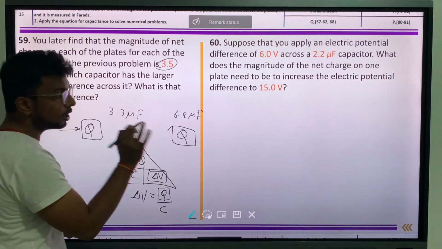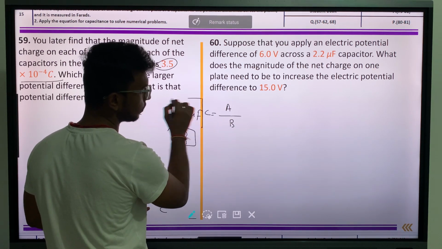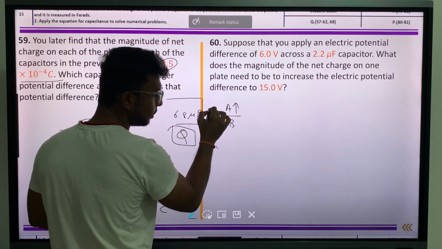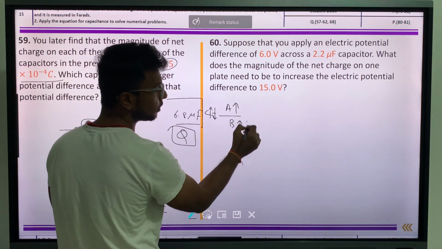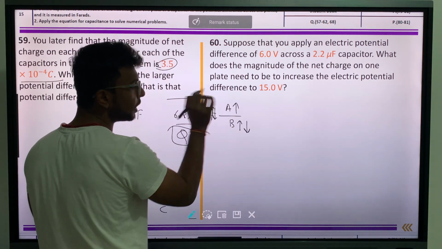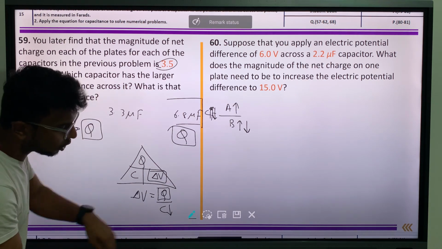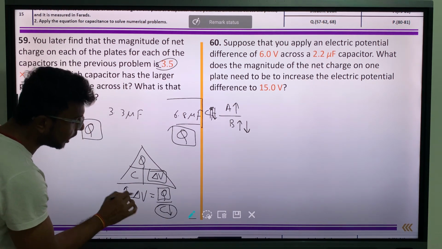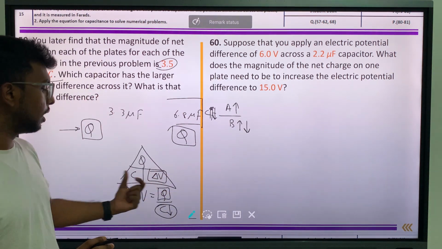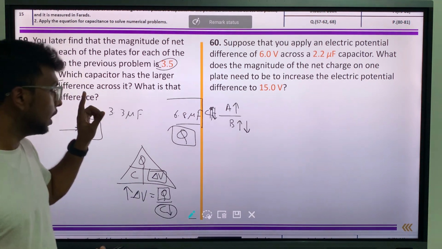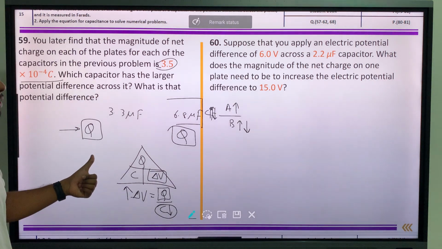I have told this before as well, that if we have A over B equals C, and A becomes more, C becomes more. But if B becomes more, C becomes small, because they are inversely proportional. So if B goes down, C becomes more, the opposite. So here, whichever has a lower capacitance, because it is the bottom, will have a higher potential difference. I will repeat it again: whichever has lower capacitance for the same charge will have a higher potential difference.